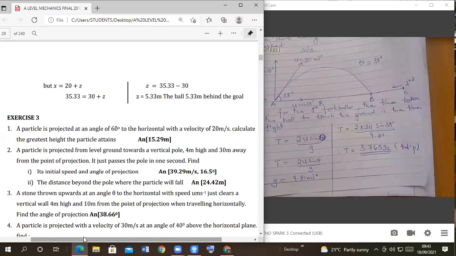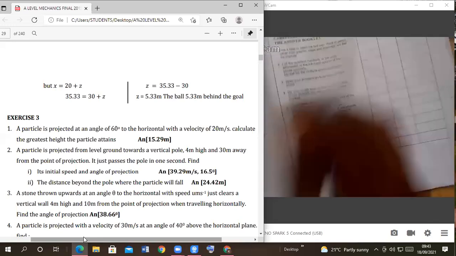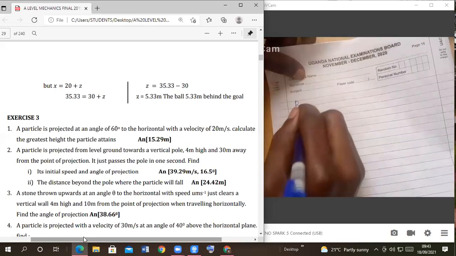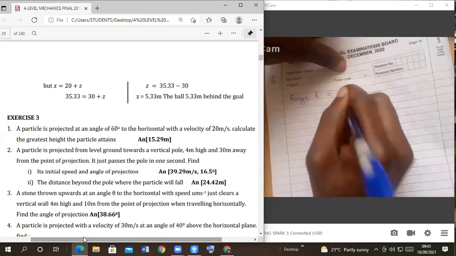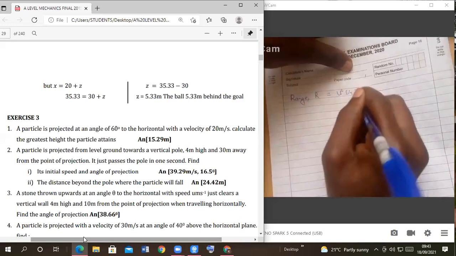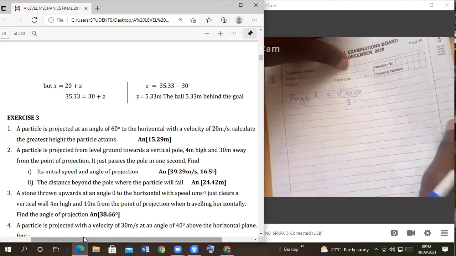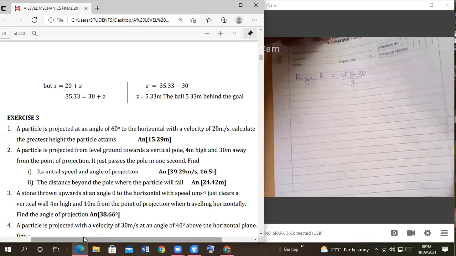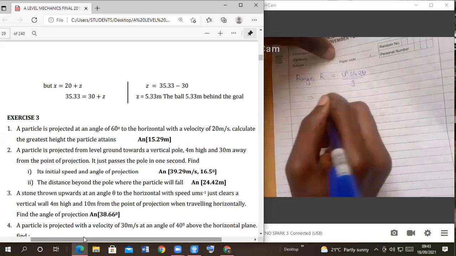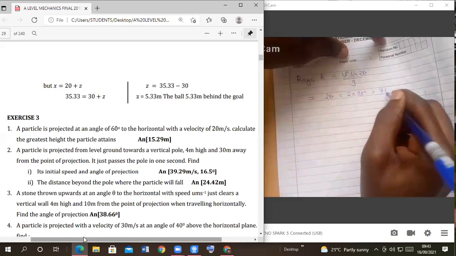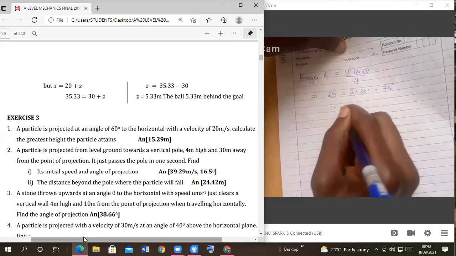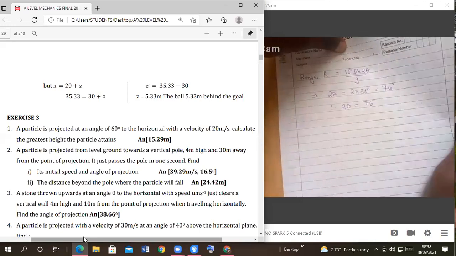Okay, what else do we need? We need the range, the distance AB. So let's find the range. R is going to be, what is the formula for range? U squared sine 2 theta over G. So can you make the substitution? Our 2 theta will be 2 times 38 degrees, which is 76 degrees.